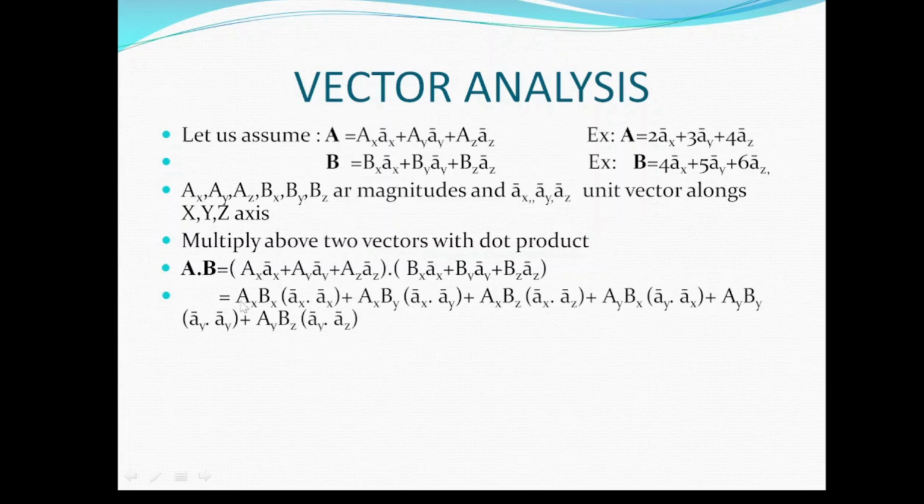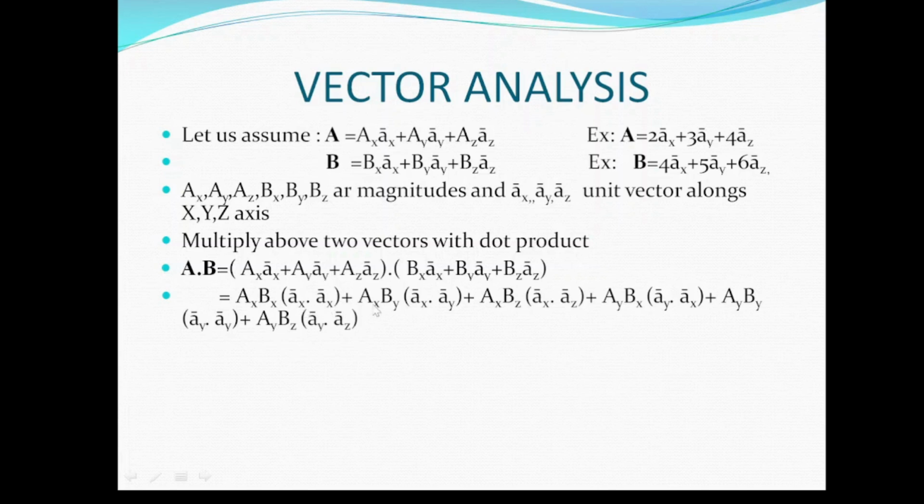In the first term into the first term, that is Ax into Bx. These two are magnitudes, and magnitudes can be multiplied directly. Along with the magnitudes, we also have unit vectors, that is ax and ax. These two are multiplied with the dot product. So capital Ax into capital Bx, these two are magnitudes, and now multiply the unit vectors ax dot ax.